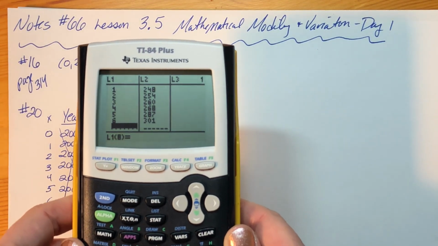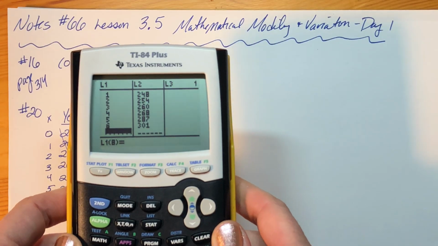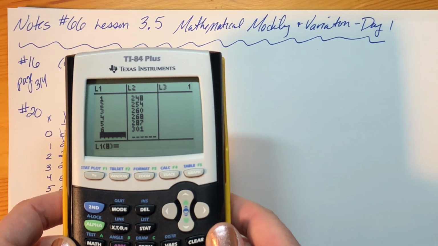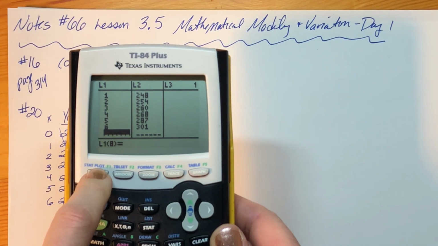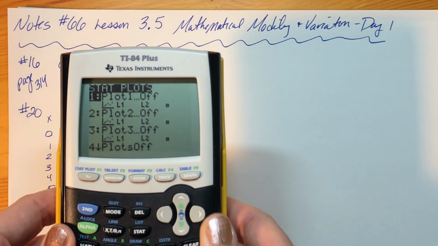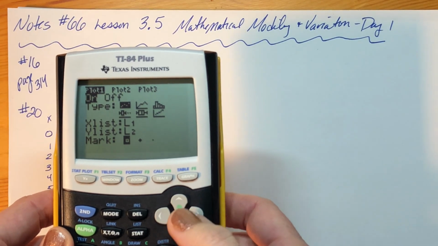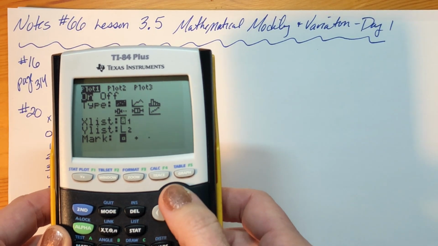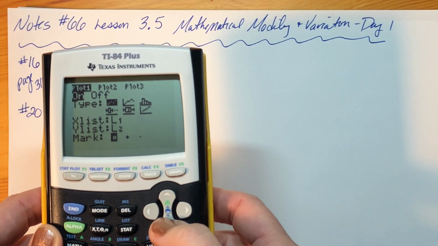Now we want to do some calculations with that data. Maybe the first thing I want to do is look at the scatter plot of it. So right up top where it says stat plot, I'm going to hit second to use stat plot. I want to tell my calculator I'm going to use this first one. I'm going to turn it on, and I want to make a scatter plot, which is the first one that's highlighted. My X is list 1, my Y is list 2.